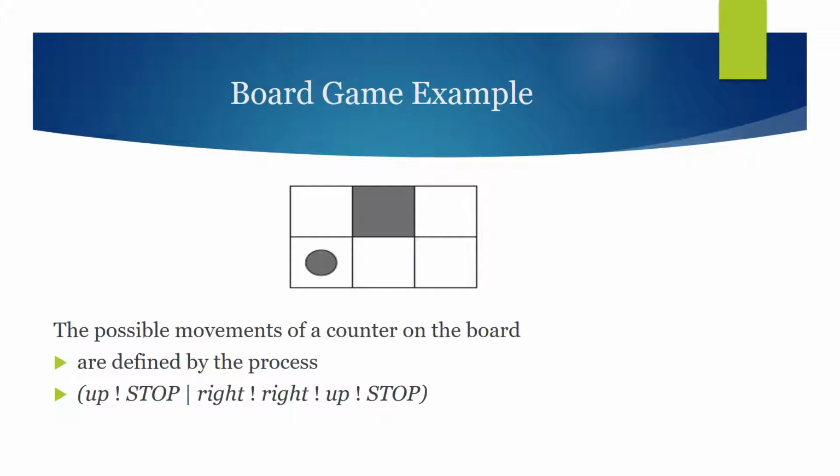Now we denote in CSP the possible movements of a counter on the board. The possible movements of the ball and the counter can be defined as a process. If it goes up it will stop, and if it goes right, the process can continue. Again you can go right and the process can continue, and once you go up you come to a stop. The ball cannot move to the left or top or to the right, because that is the end point of the game.